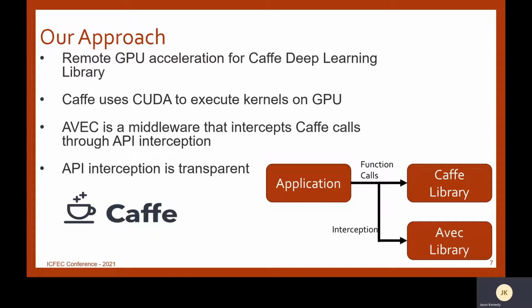With AVEC, we've designed it to work as a middleware that intercepts calls made to the Caffe library and forwards them to its own library, so that the input of these functions required by the Caffe library can be forwarded to the remote accelerator. And this is a technique known as API interception. Our use of API interception is transparent. So again, that means it's done in the background and we don't need to modify the application that's being run in any way.